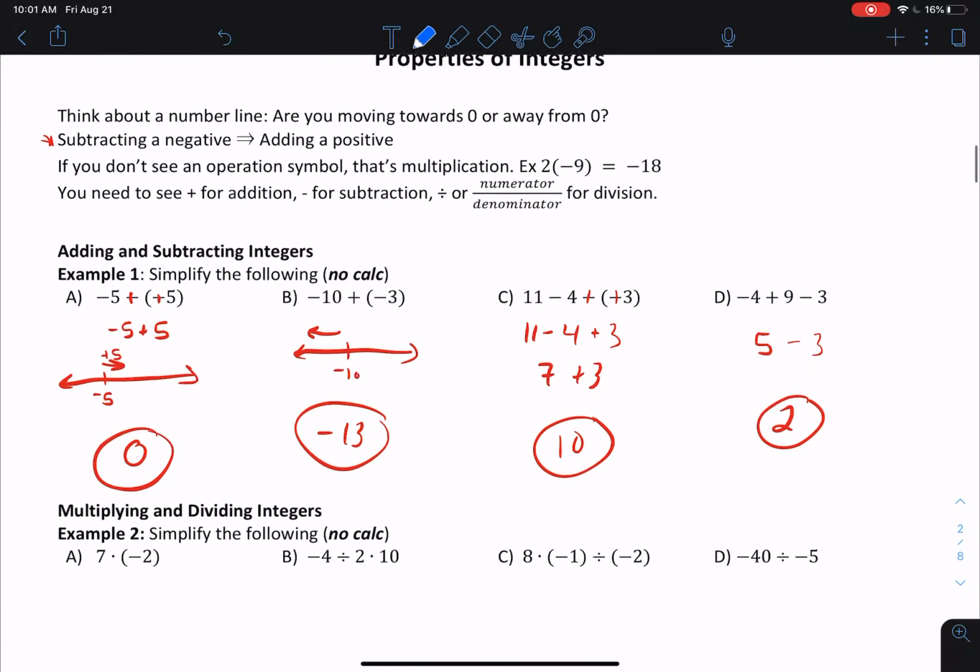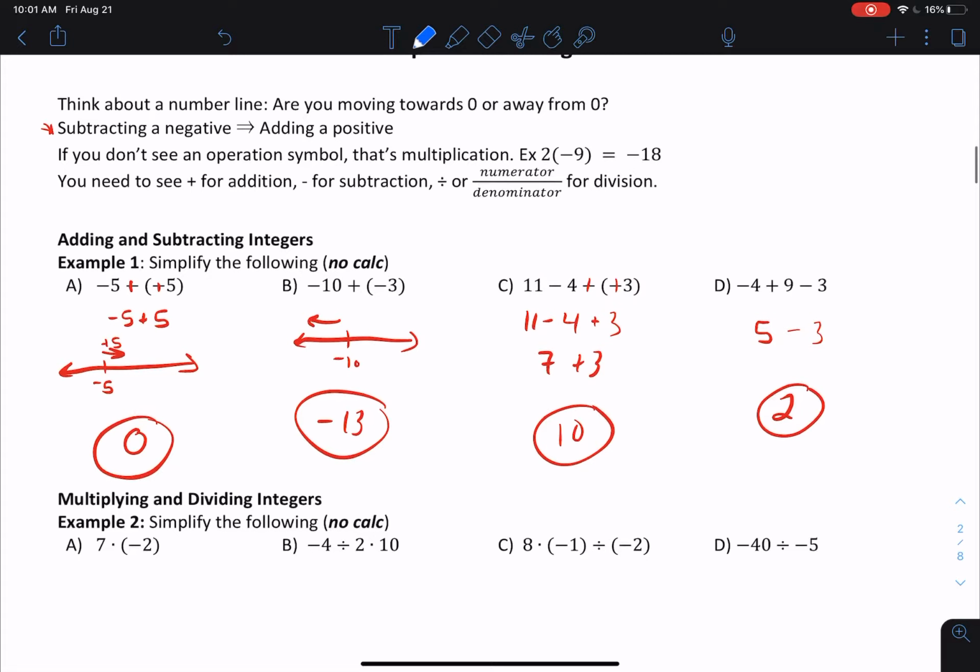Next up is multiplying and dividing. So there are a couple different ways to show multiplication. You can show the dot, you can show the little times x, or up here, you'll notice in these notes, if you don't see a symbol, that's multiplication. So if you just see a number and then another number in parentheses, that's multiplication. Okay, so 7 times -2. Remember, a positive times a negative is going to give you a negative. So 7 times -2, that's -14.